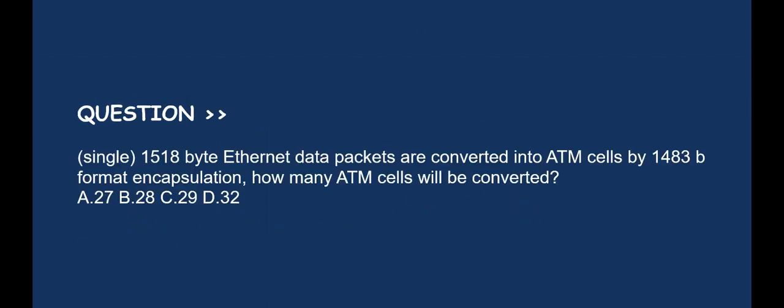The next question is, 1518 byte Ethernet data packets are converted into ATM cells by 1483B format encapsulation. How many ATM cells can be converted? Option A, 27, option B, 28, option C, 29, option D, 32. The correct answer is option D.